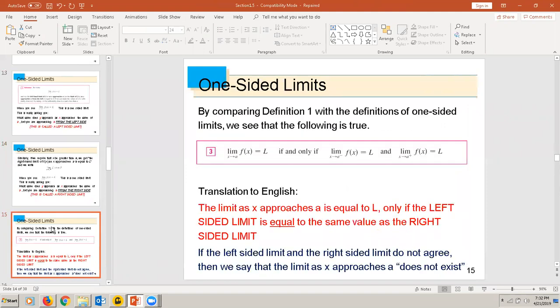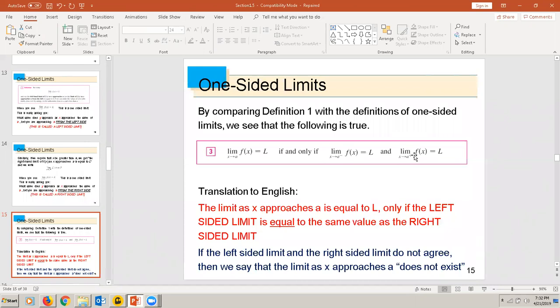Do an example in a second. Here's the fact that we could have a left-sided limit, or we could approach the x value from the right side. For that, we're going to use the notation x approaches a with a plus sign as a superscript. It's called the right-sided limit.